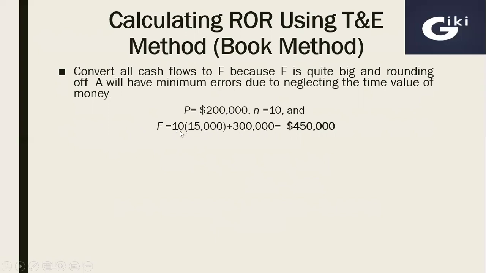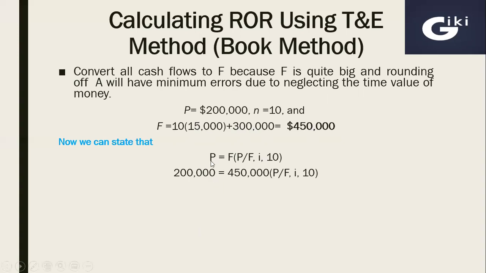So we do not need to use any interest rate or factor value, just multiply this 15,000 by 10 and you will have 150,000 and 300,000 is already at the end of 10th year, so this is also a future amount. So the future value is 450,000 and present value is 200,000 and number of years are 10. Now if we write the equation, present worth is equal to future worth into P over F for rate of interest and number of years.